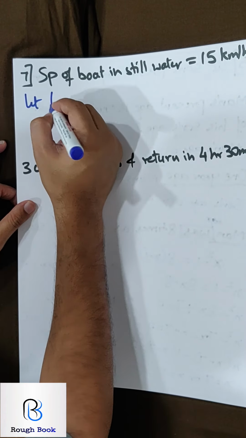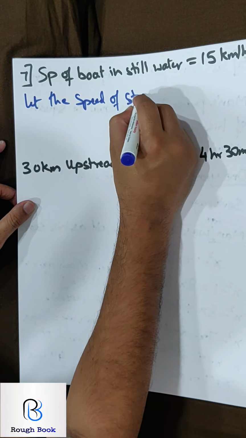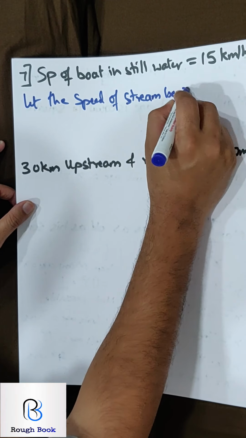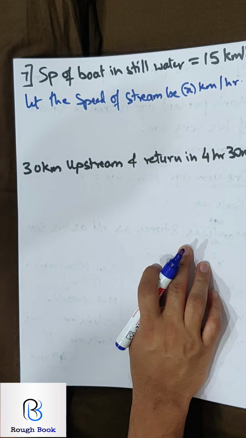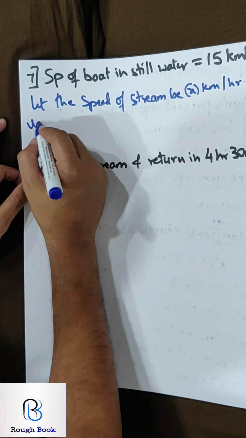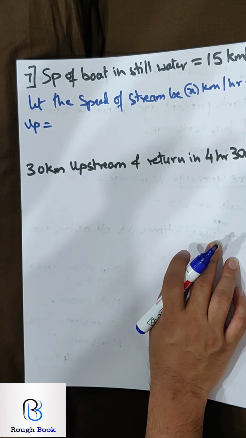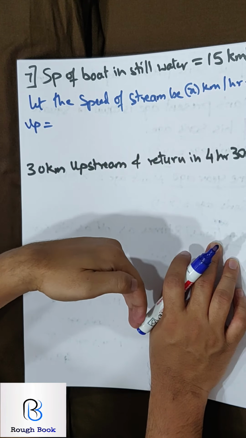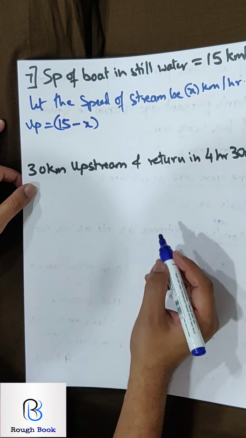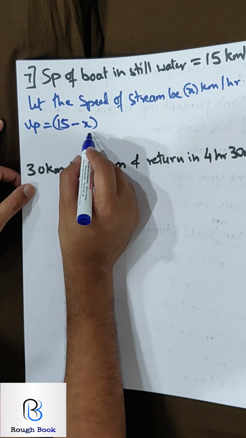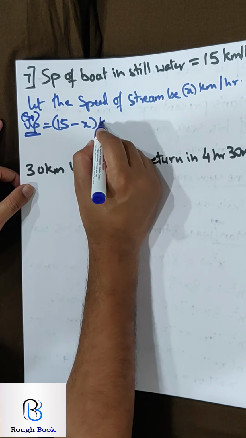So we will say let the speed of stream be x kilometers per hour. So the speed of the stream is x. So while going up, what will be the total speed? It will be the speed of the boat which is going up minus the speed of the stream which is coming down. So speed of the boat 15, speed of the stream minus x. So this is the speed while going up.